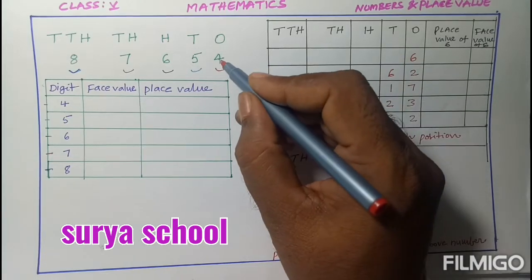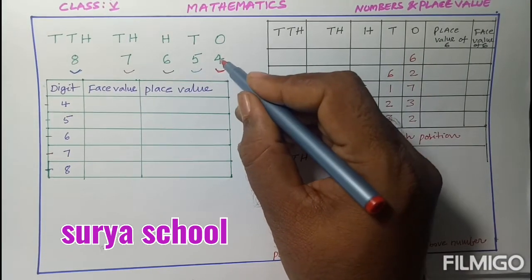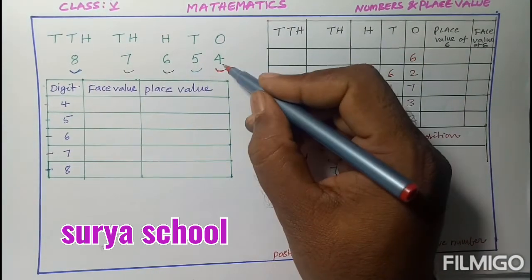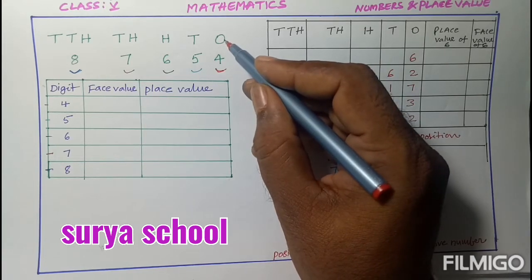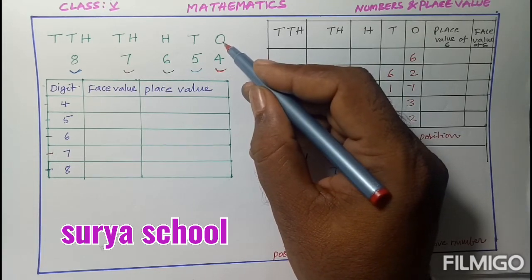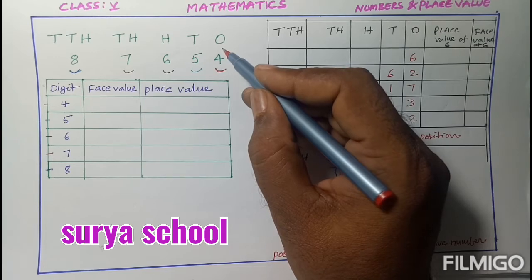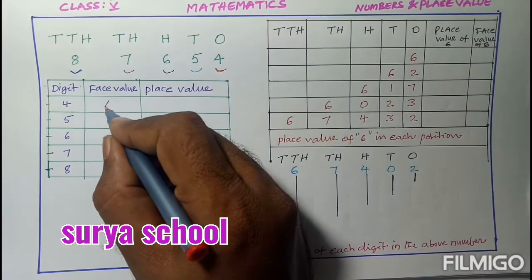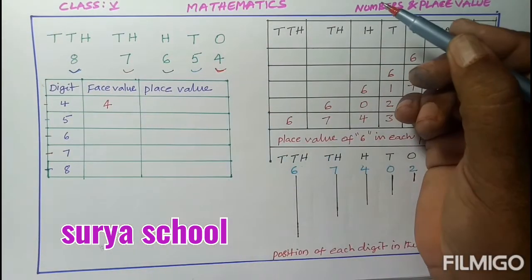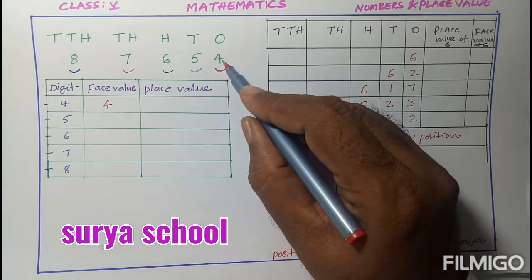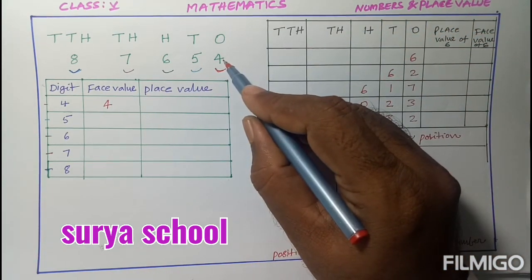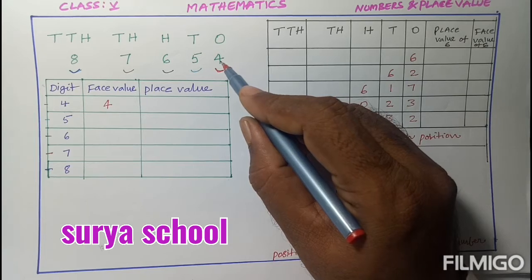First I am taking this digit. This is 4. Which place is 4 in? Ones place. Its face value is just 4. The value of the digit itself is called face value, no? So the face value of 4 is 4 only.